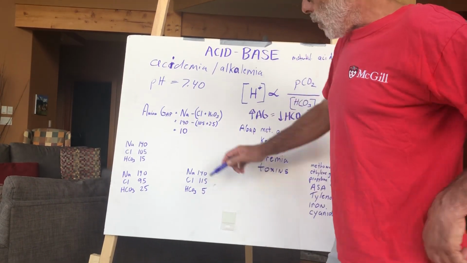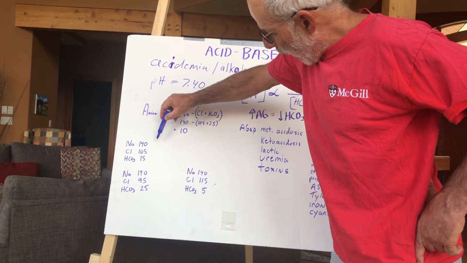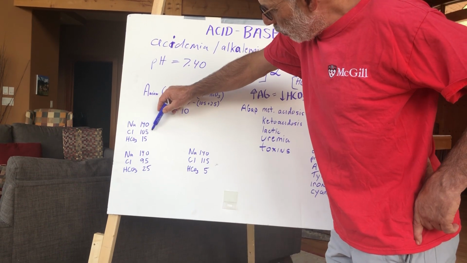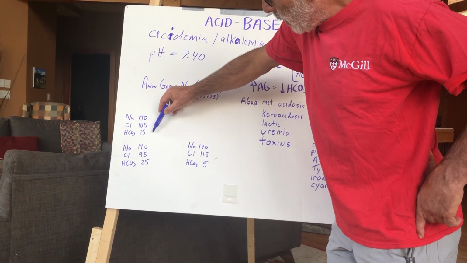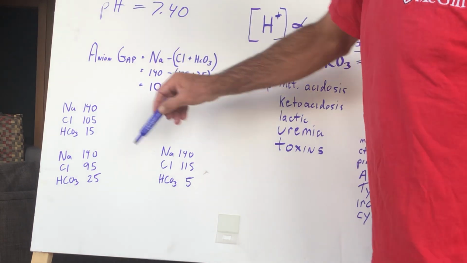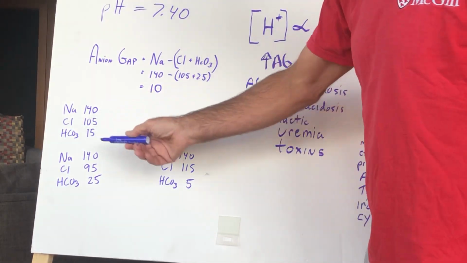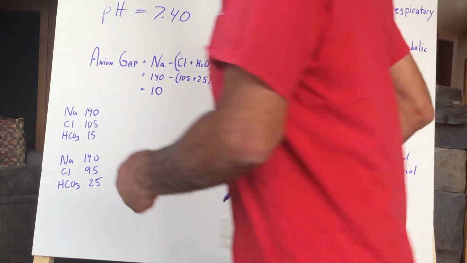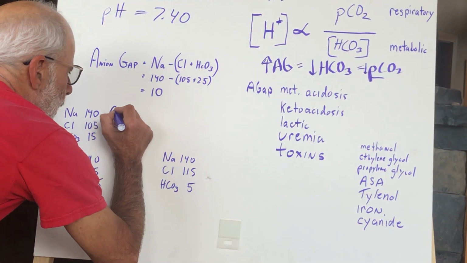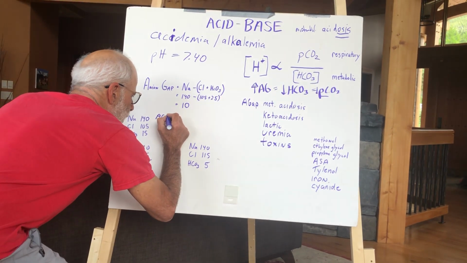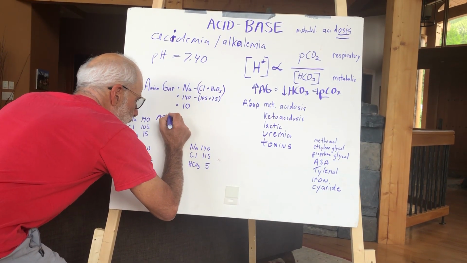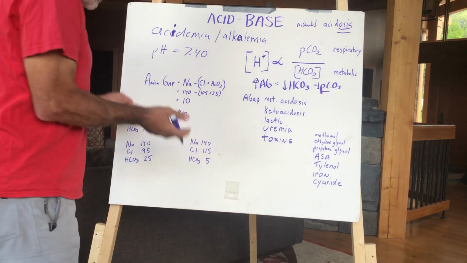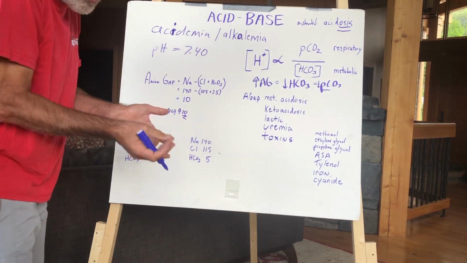Let's look at this example. You get the electrolytes back, and your sodium is 140, your chloride is 105, and the bicarb is 15. So you look at that and you calculate your anion gap: 140 minus 105 and 15 is 120. So you have an anion gap of 20, which is an increase in the anion gap of 10. So in other words, your anion gap is 10 more than it should be.